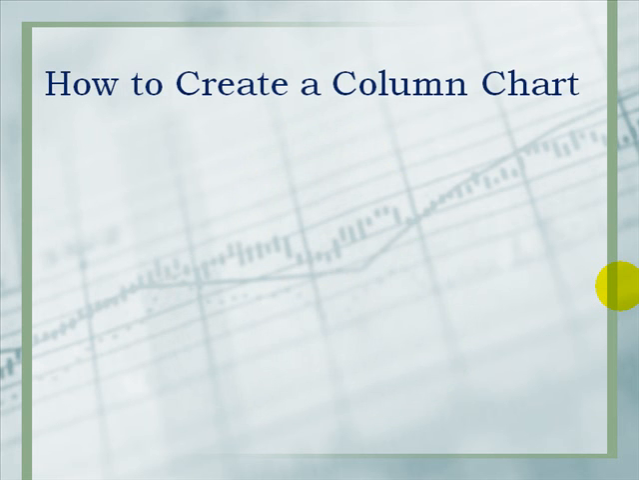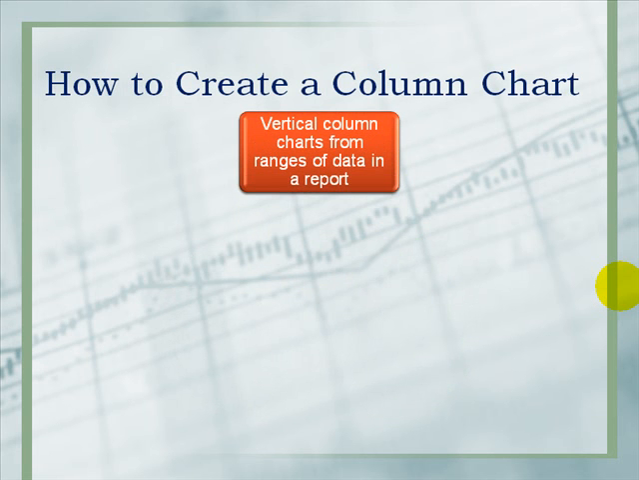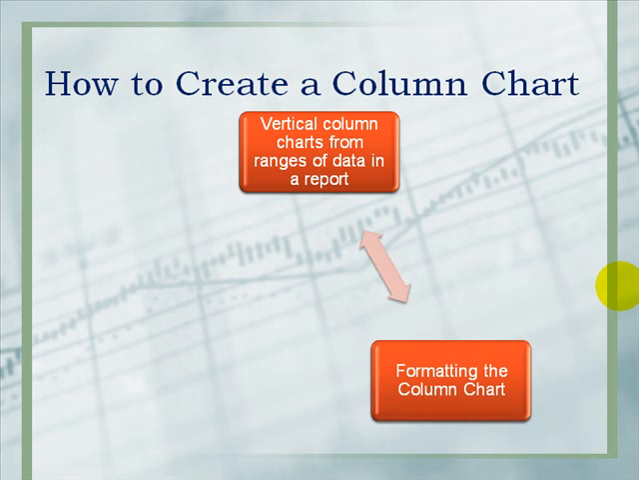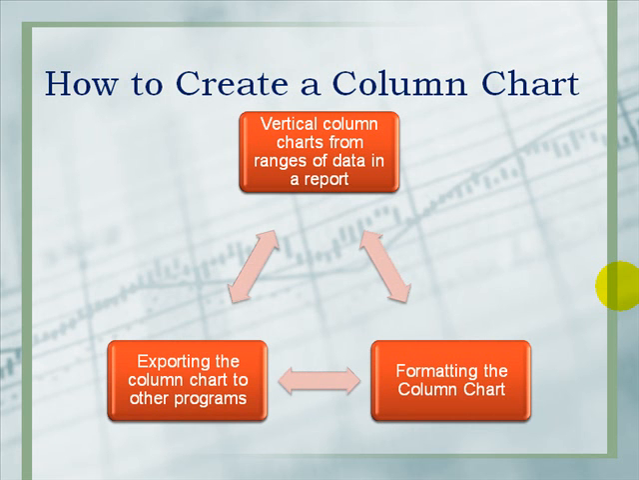To create a column chart, you simply select the Insert Chart option after having grouped the data, and then insert that chart probably in the report header. Vertical column charts from ranges of data in a report are what column charts display. Once you've got the chart on your screen, then you format that. You can even take the charts that you've created and export them to other programs.